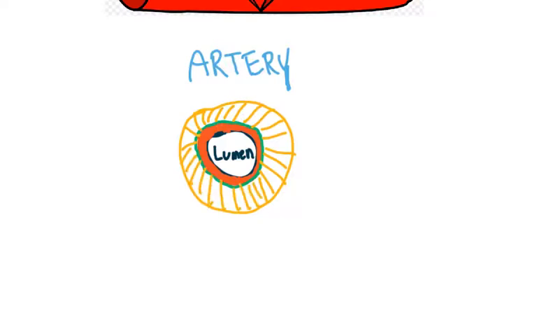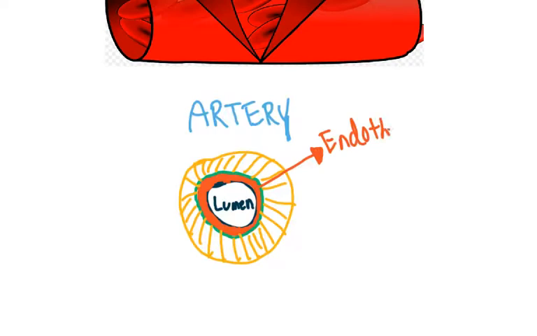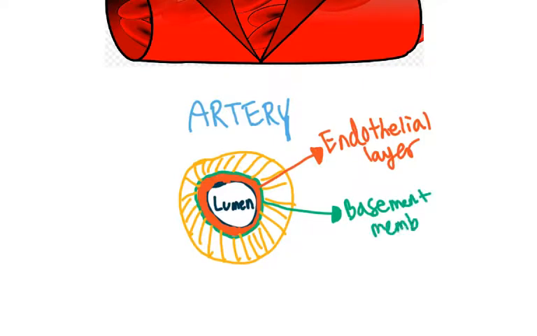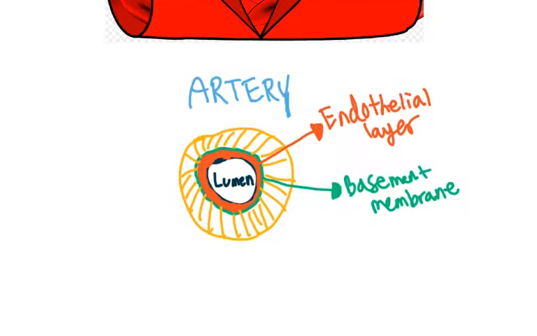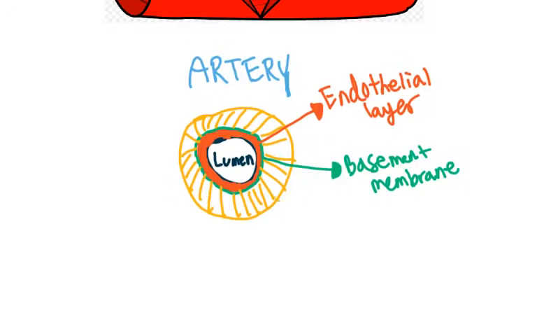And right now I just realized I should be labeling these all. So in red, we have our endothelial layer. And then in our green color, we have our basement membrane. All right, sweet. Then in our light orange, we have our smooth muscle layer.